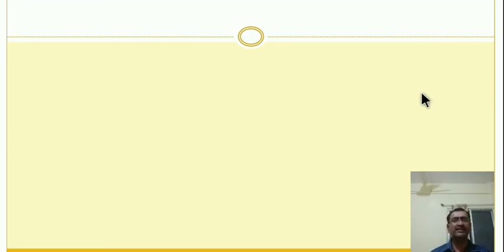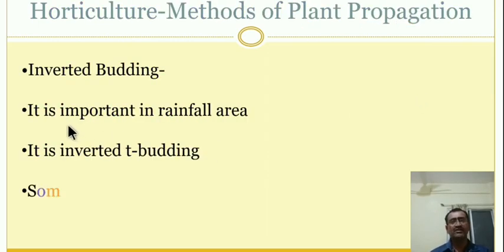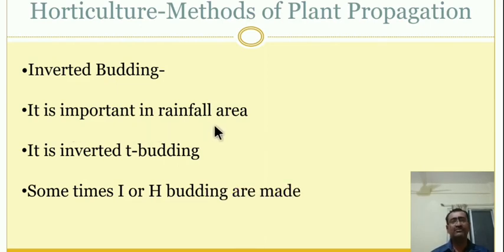Let us see another type, that is nothing but inverted budding. Inverted budding is important in rainfall areas. It is inverted, as in its name. In T budding, one horizontal and one vertical section is taken, but the vertical section is in a downward direction. But in inverted budding, one horizontal section is there and the vertical section is in an upward position relative to the horizontal section.